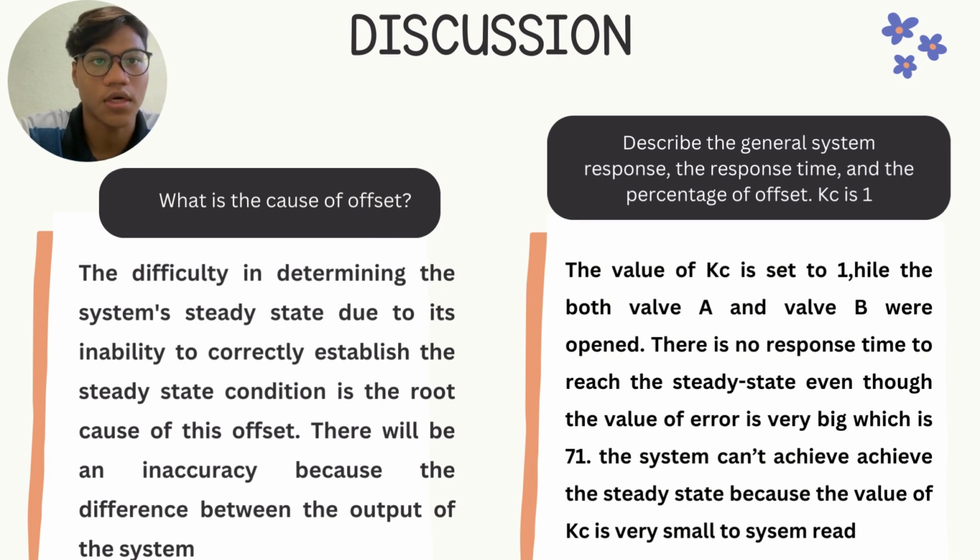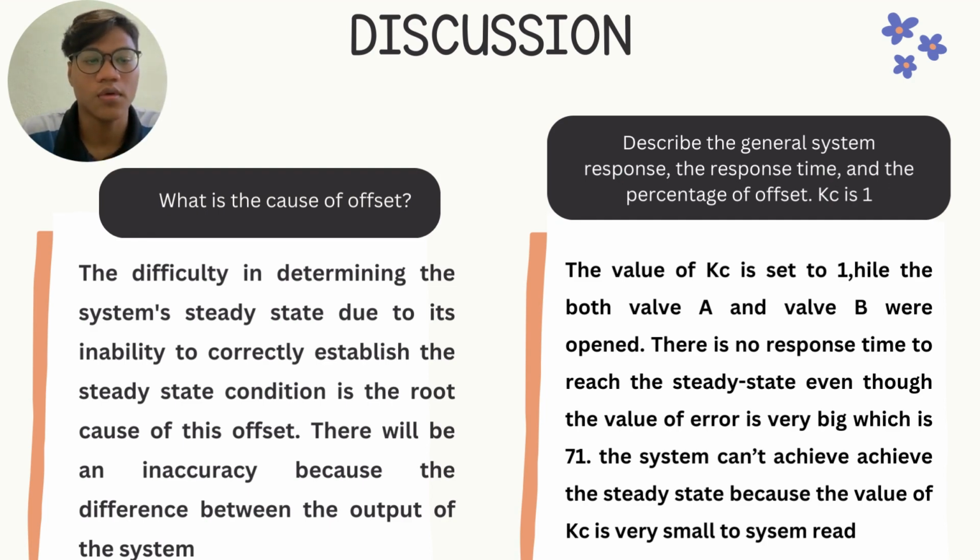One of them is what is the cause of the offset. So the difficulty in determining that the system is in steady state, the inability to correctly establish the steady state condition, is the root cause of this offset. Also the level sensor has an incapacity to measure itself. So there will be inaccuracy because the difference between the output of the system as a whole and the reference output will be a sustained difference.